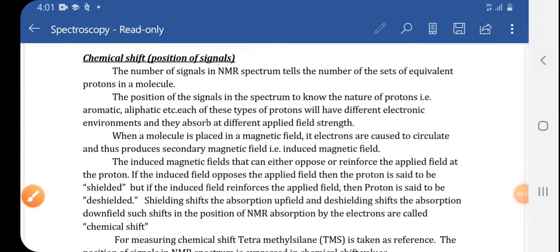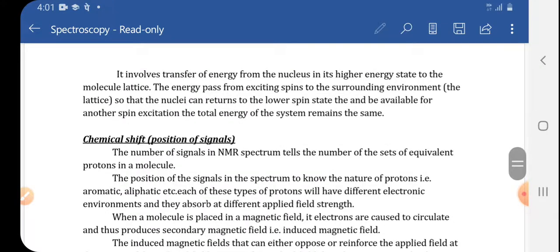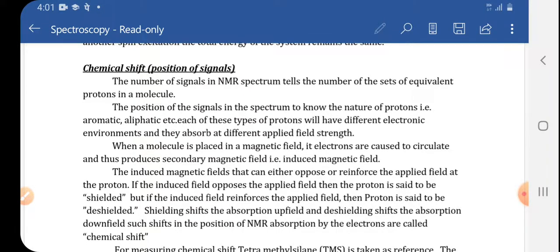Welcome, students. Today we are going to discuss one of the important topics in NMR spectroscopy, that is chemical shift. It is also called the position of the signals. When we observe the NMR spectrum, the number of signals or peaks present in the spectrum tells about the number of sets of protons present in the molecule. That is, the number of signals indicates the number of types of protons present in the compound.